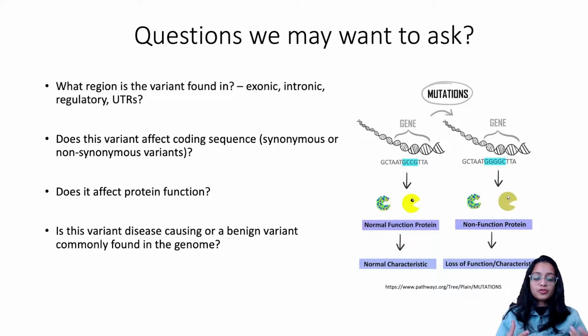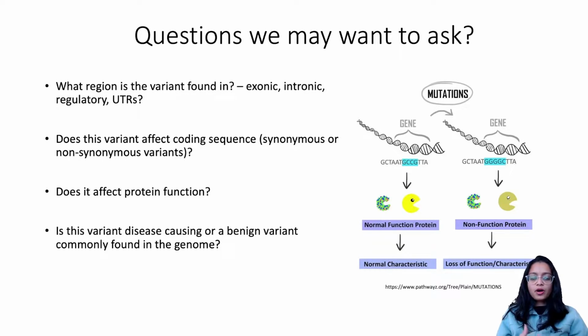I may also be interested to know whether the variant that is observed in that gene region is affecting the coding sequence, or is it affecting the translated amino acid sequence, and does it ultimately affect the protein function? Because if I'm trying to study a mechanism and the role of a protein in a particular mechanism, then I may be interested to know whether there are any variants that are affecting the protein function. Or I may also want to know whether the variant that is occurring in that particular gene is commonly observed in certain diseases, or is it a benign variant that is commonly found in the genome?